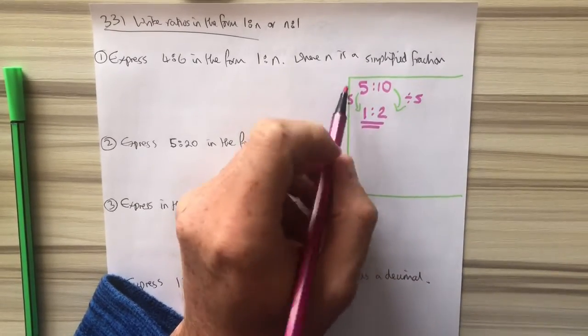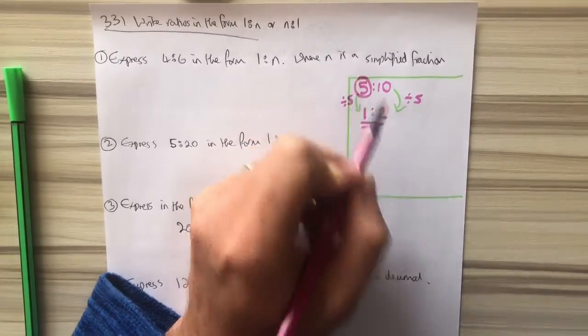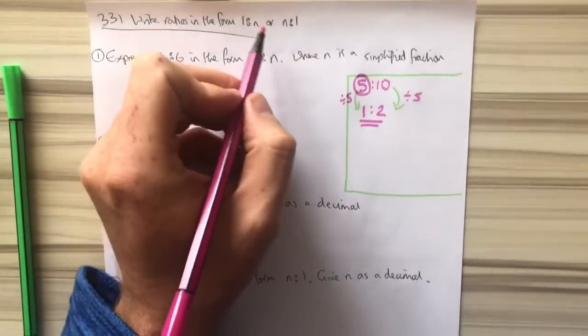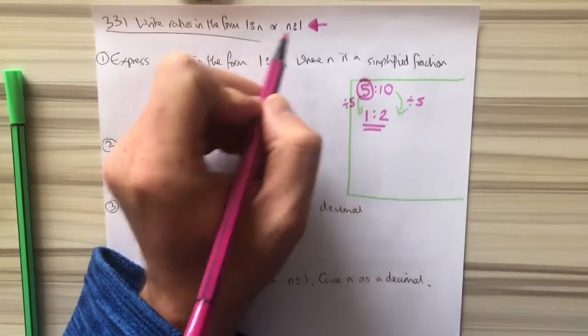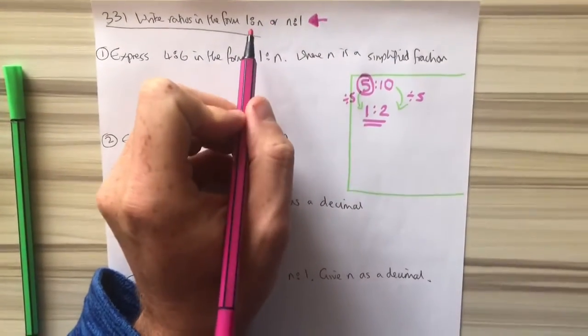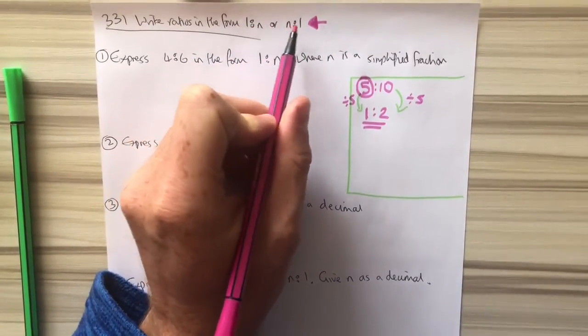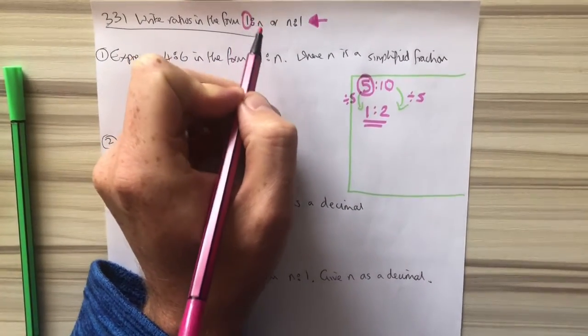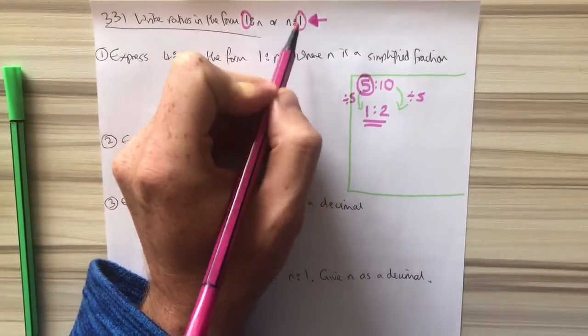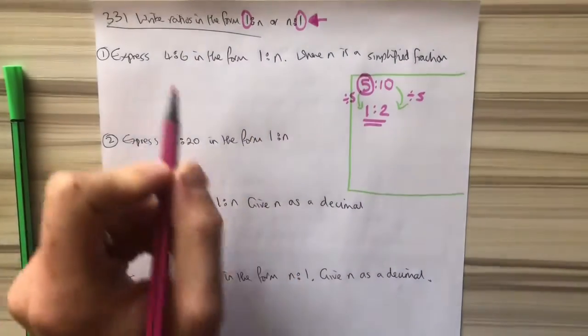So what have we done here? Well, we divided by the first number. So in order to make something into 1 to n or n to 1, all you're going to do is, whatever number is there in the ratio, you're going to divide by that number.